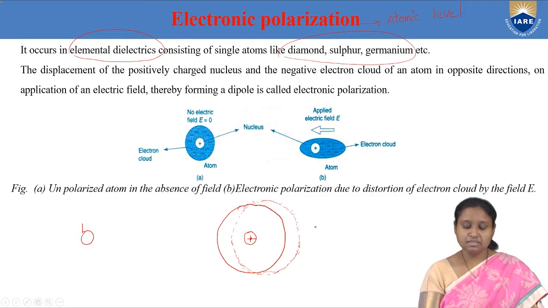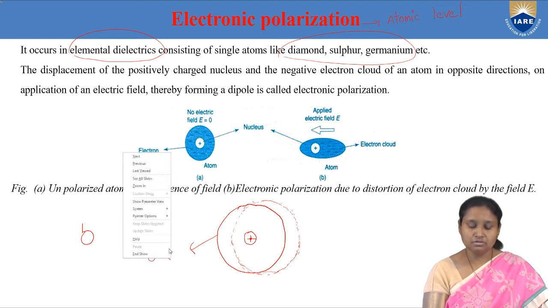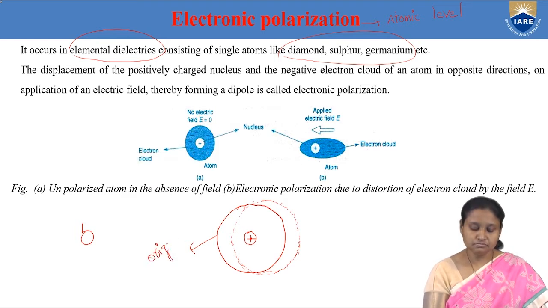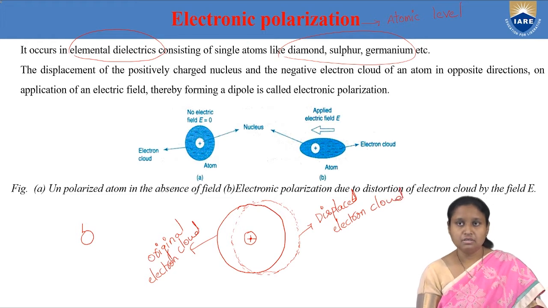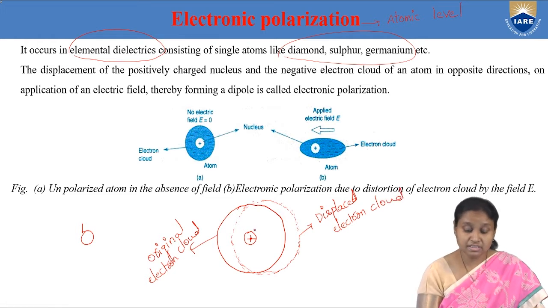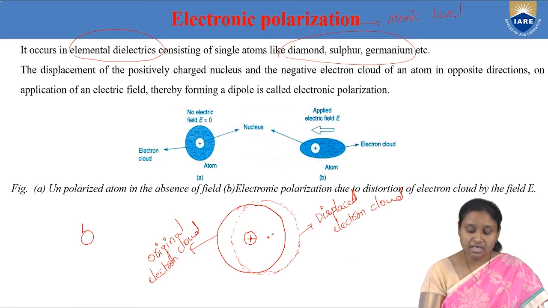So here, as you can see, this is our original electron cloud, and this one is the displaced electron cloud. And as you can see, where is the center of the nucleus? The center of the nucleus is here only, but where is the center of this electron cloud now? It has shifted. So this electron cloud has shifted.